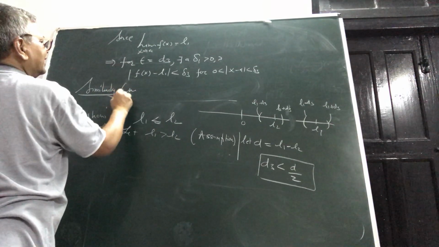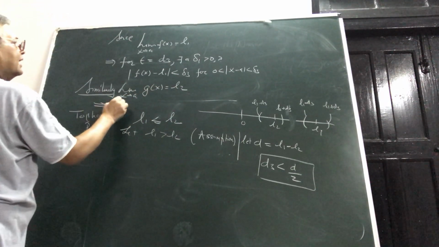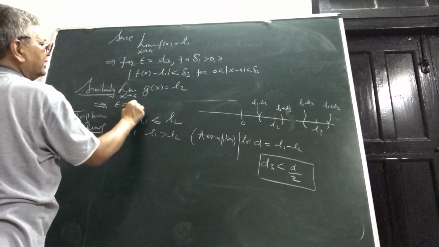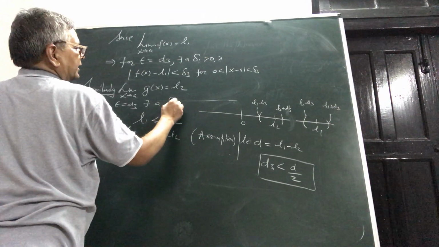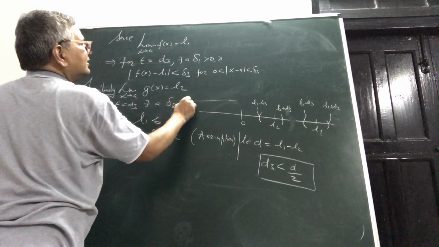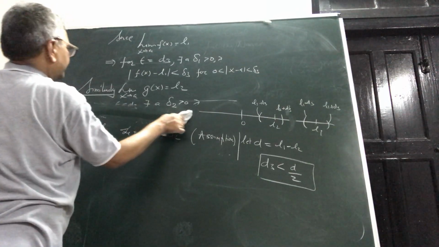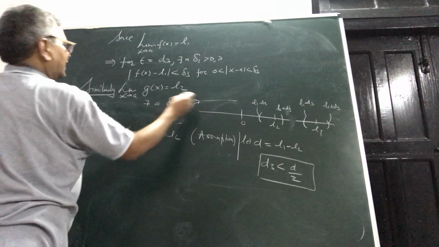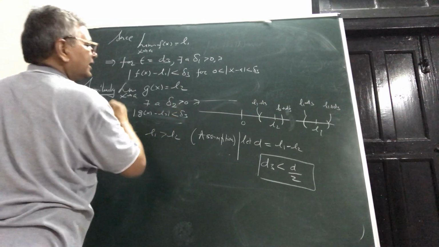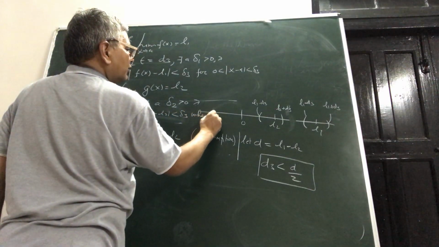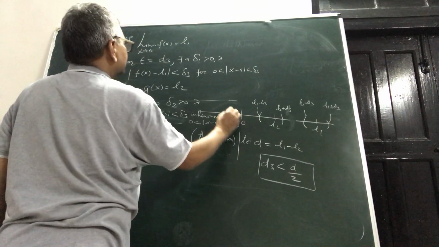limit x tending to a of g(x) is L2. This implies for epsilon equal to d3, there exists a delta 2 greater than 0 such that |g(x) - L2| will lie within d3 whenever 0 is less than |x - a| less than delta 2. This is 2, this is 1.